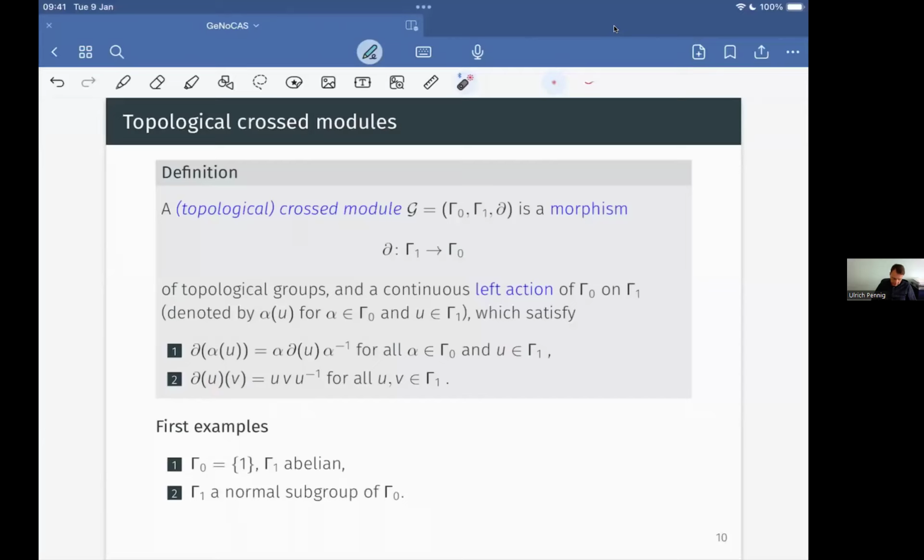And there are some easy examples that one can immediately come up with. So for example, I could just set gamma 1 equal to the trivial group. And then you can see that the second condition that the gamma 1 there has to be a B.